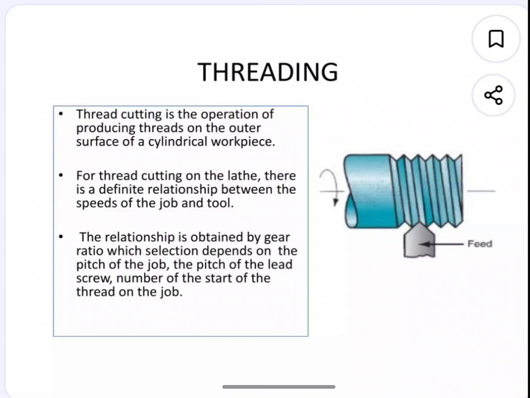The sixth is threading. Thread cutting is the operation that produces a thread on the outer surface of a cylindrical workpiece. For thread cutting on the lathe, there is a definite relationship between the speed of the job and the tool. The relation is obtained by the gear ratio, and the selection depends on the pitch of the job. The pitch of the job is the number of starts of the thread on a job.